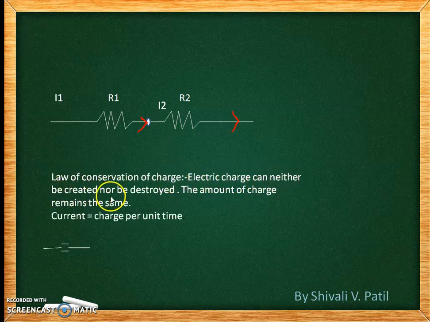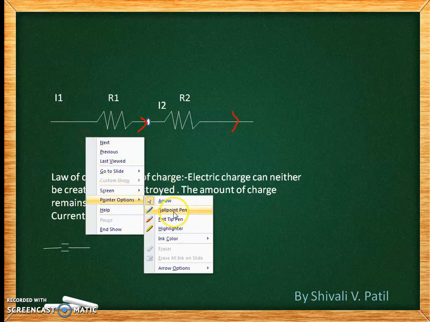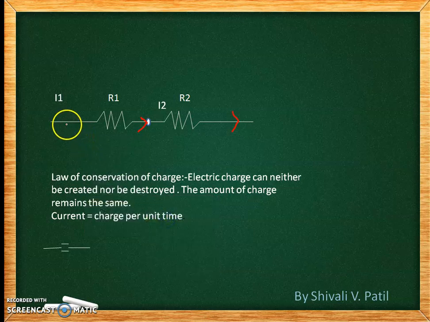Electric charge can neither be created nor be destroyed. The amount of charge remains the same. That is, if we consider a charge Q1 per unit time t arriving at this junction, Q1 charge per unit time t, that is current I1, arriving at this junction.